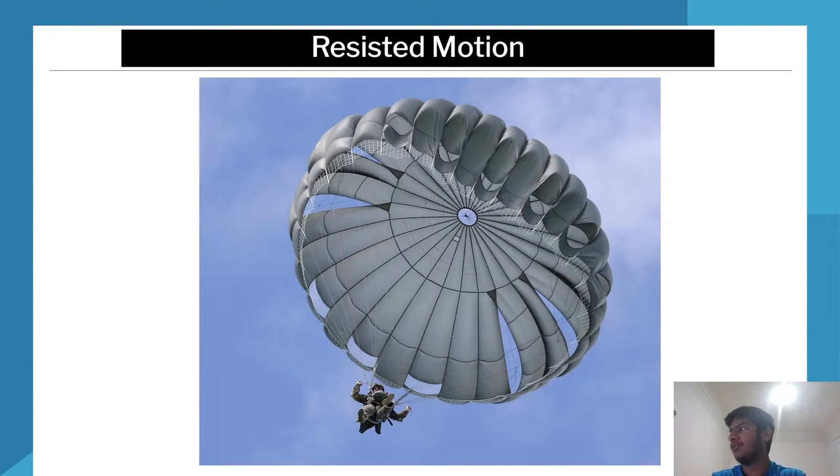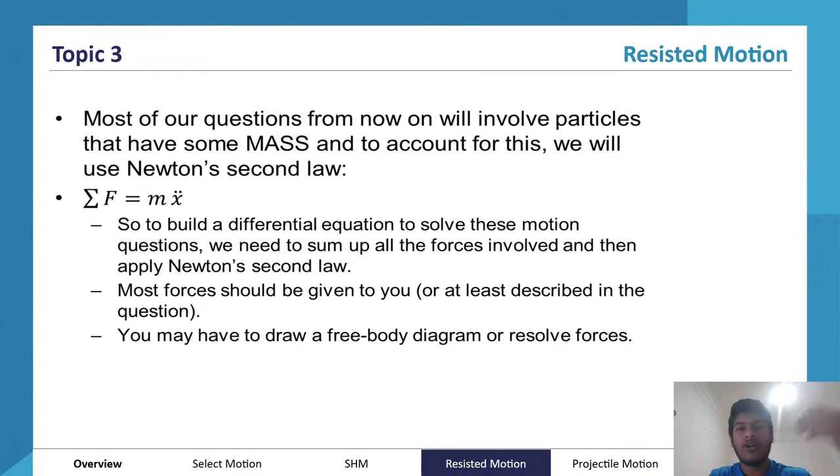Okay, now jumping into some resisted motion. Most of our questions from now on will involve particles that have some mass, and to account for this, we're going to use Newton's second law. So we're going to get the sum of forces equals mass times acceleration.